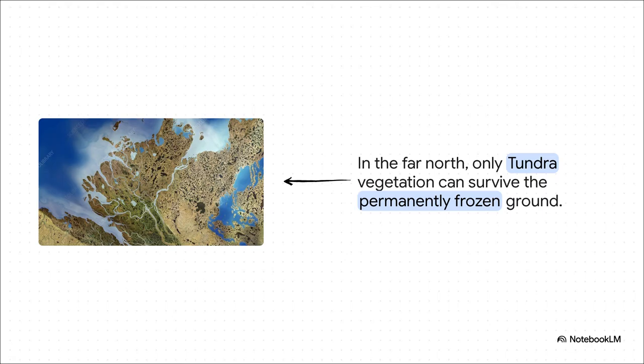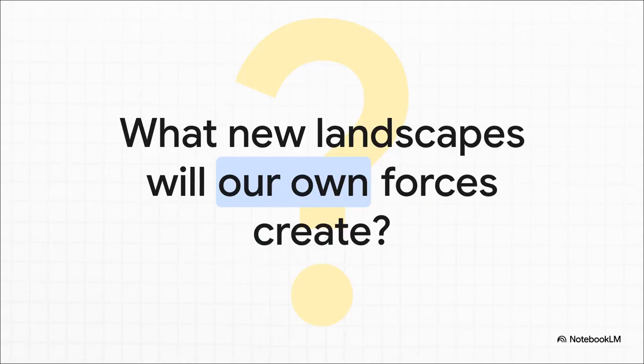So you see the chain reaction? The landform creates the climate, and the climate dictates what can live there. It's all connected. So there you have it. From the incredible violence of tectonic plates smashing together, all the way down to the type of moss that can survive in the Arctic, it's all one single connected story.